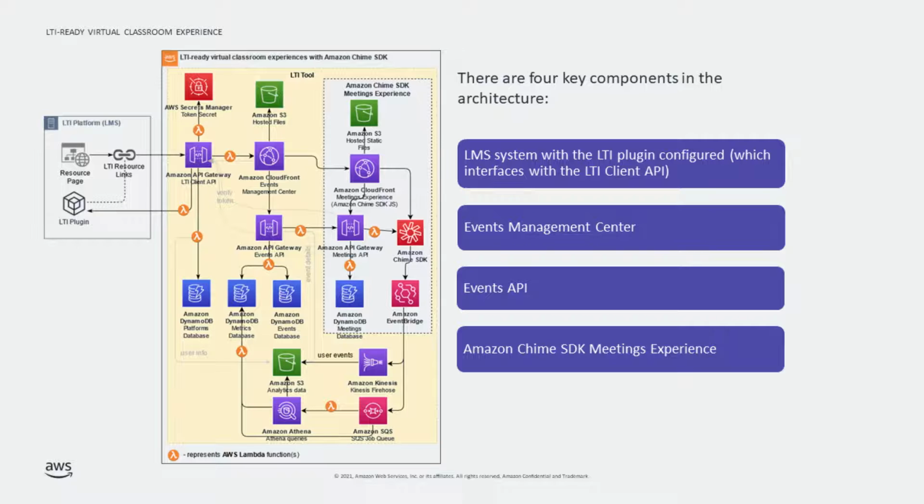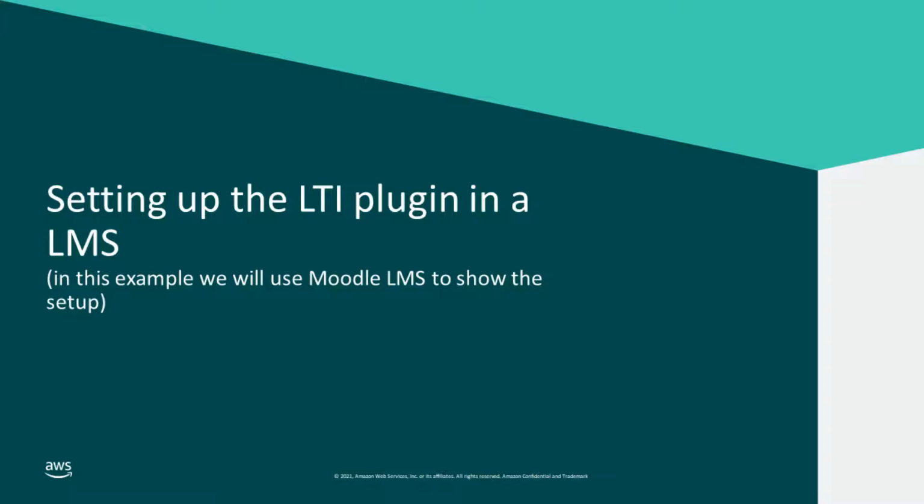To deploy and set up the experience, follow the steps outlined in the GitHub repo mentioned in the blog post. Once the deployment is successfully completed, we will now set up the LTI plugin in the LMS. The LTI plugin can be configured with any LMS that supports LTI version 1.3. We will use Moodle LMS as an example to show the setup.